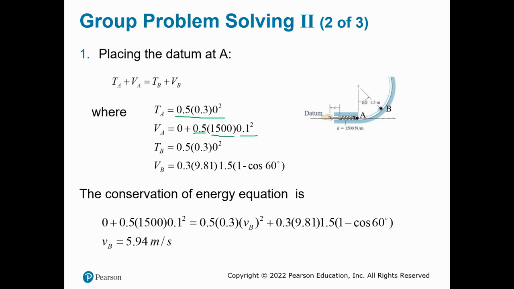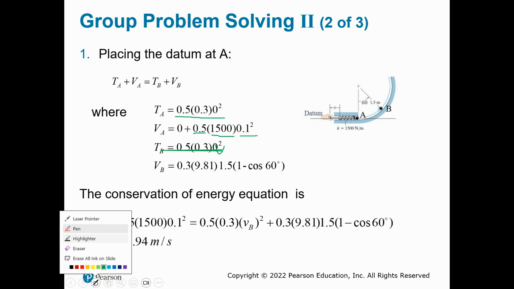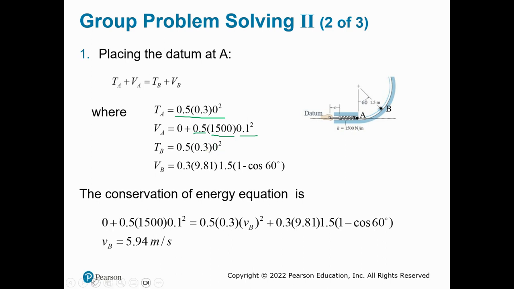At location B, you have 1/2 times mass. This, I disagree, it should not be a zero. It should be V squared. Over here, it should be a V squared. That's a typo, and it's a picture that they inserted here, so I could not update the PowerPoint for you. So it should be 1/2 times mass times V squared.